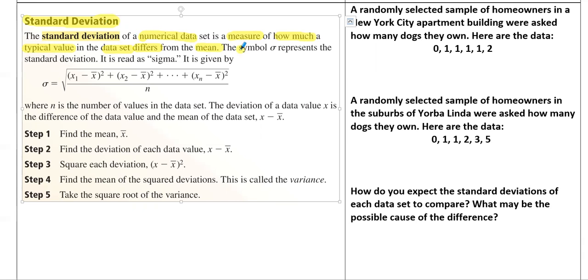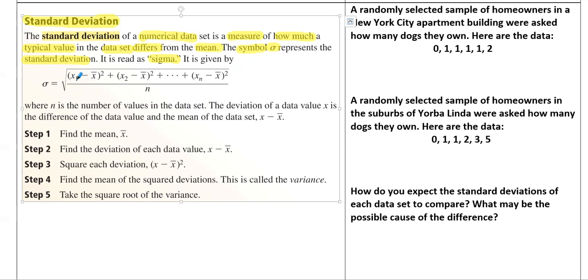The symbol sigma, and that's a sigma, it's a Greek letter, represents the standard deviation. It is read as sigma, and it is given by sigma equals the square root of, whoa, are you scared? Don't be scared. This looks really crazy, but it's not.